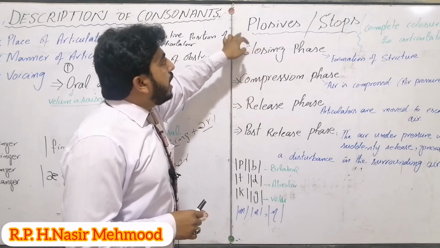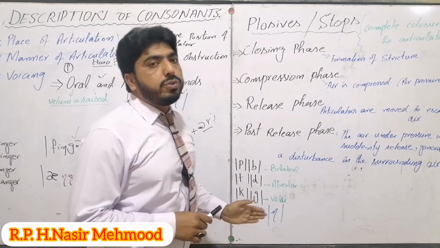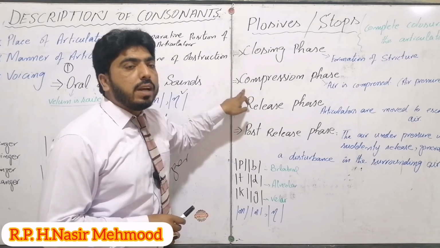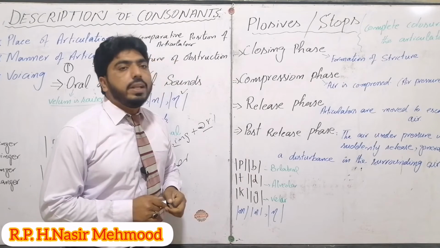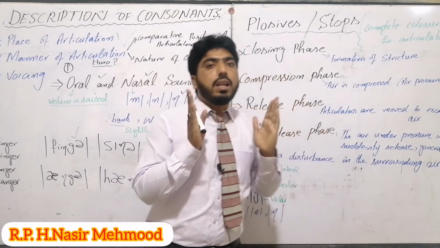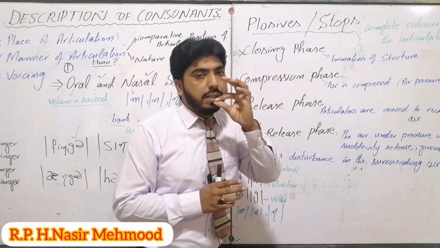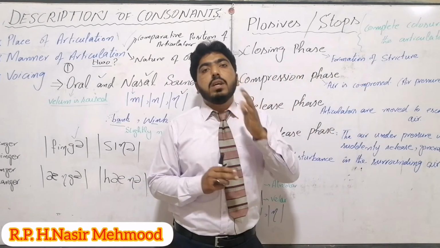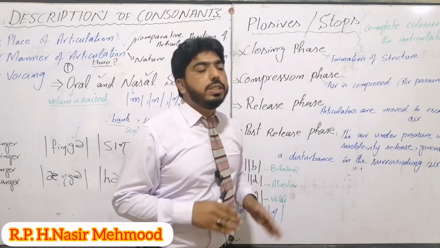In order to understand plosives, we see these sounds are produced in four phases. The first phase is the closing phase, the second is the compression phase, then the release phase, and the post-release phase. In the first phase, the articulators are close together. For example, the lips are two articulators and they are joined together. This is the closing phase, the formation of stricture. How is stricture made? By moving the articulators toward each other.